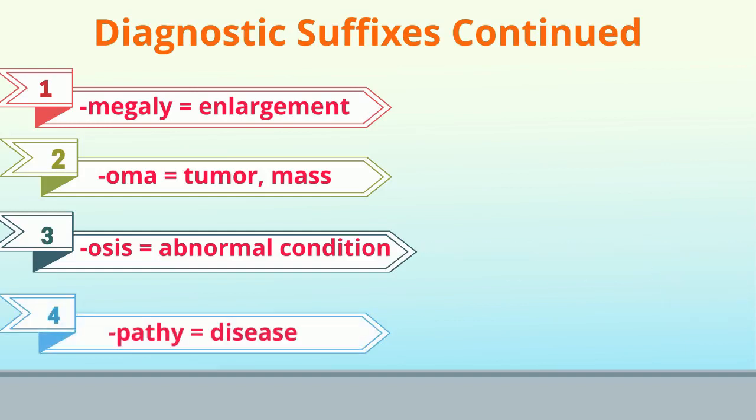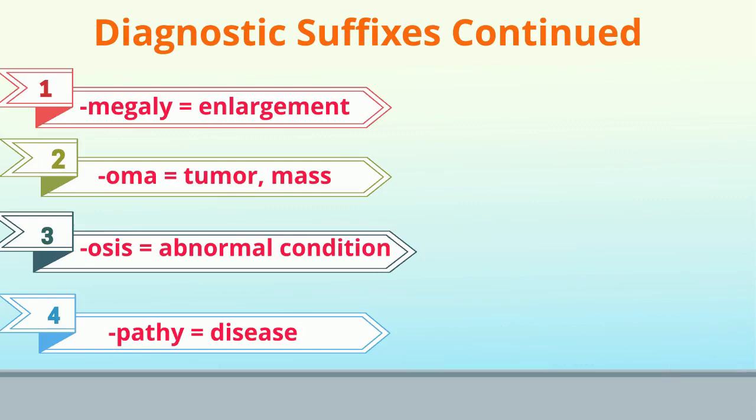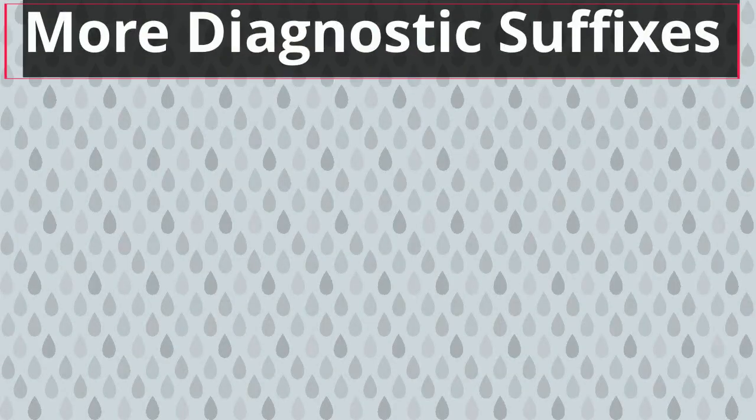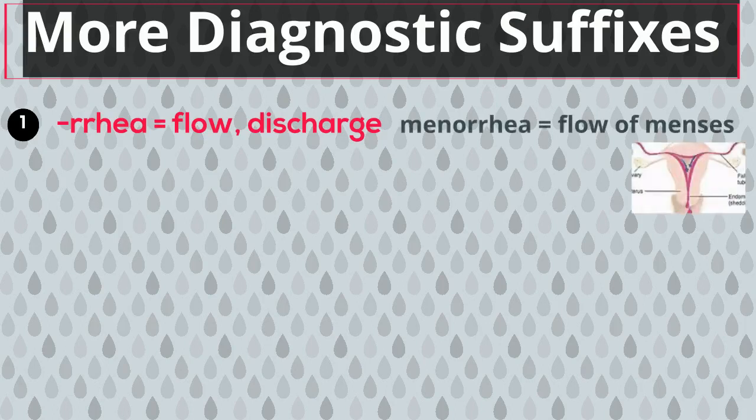Pathy means disease or disease condition. Encephalopathy is disease of the brain. Okay, let's go through our last set of diagnostic suffixes. First we have rhea. Rhea means flow or discharge. Menorrhea, flow of menses, period.